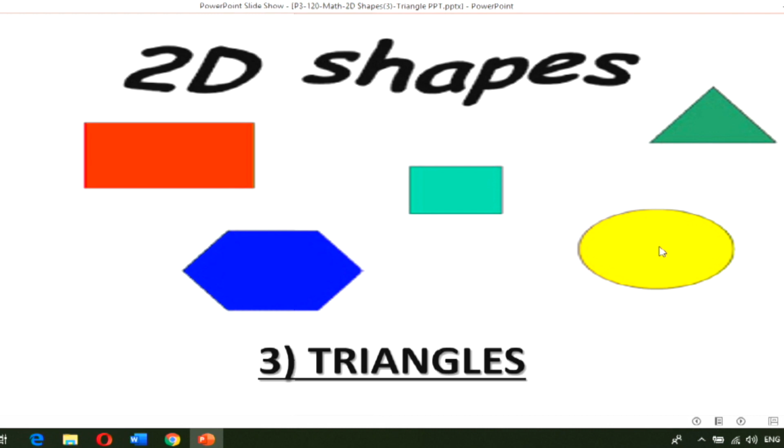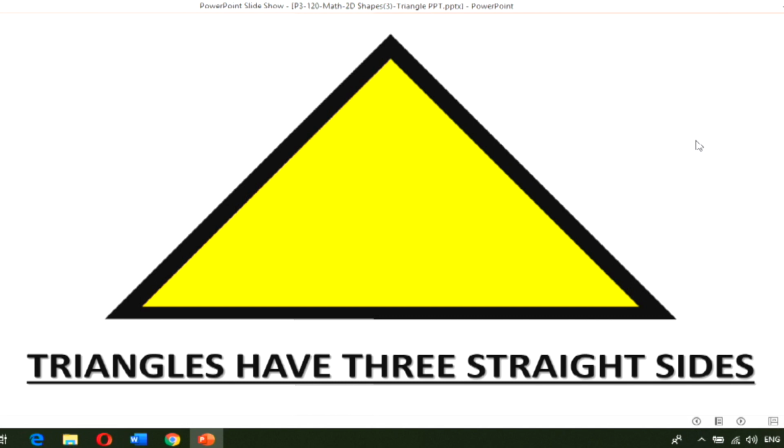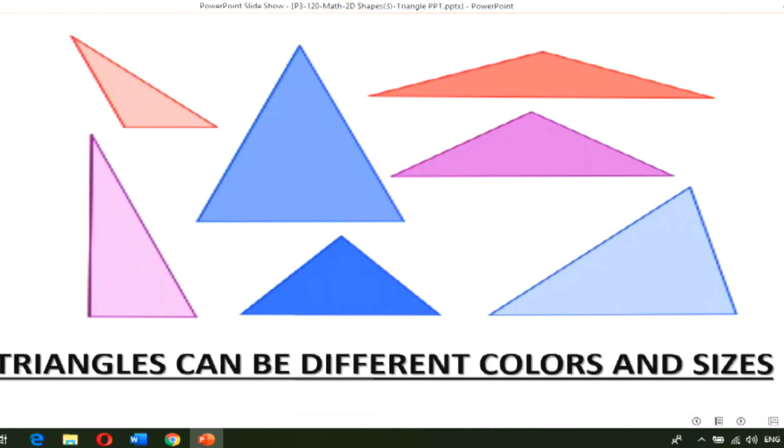Okay, a circle is perfectly round. But in the previous lesson, we learned about ovals. And this one here? Triangle. This is what we're looking at today. So triangles have 3 straight sides. Triangles can be different colors and sizes.